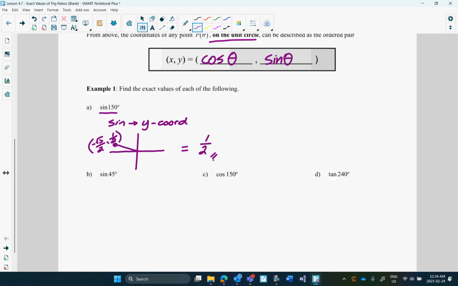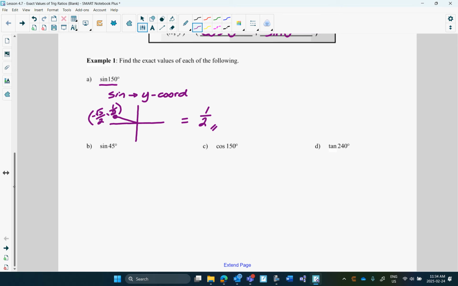So you figure out whether it's the x or the y value that you're reading, and then you get the point on the unit circle and read its x or y. So the sine of 45. Sine means I'm looking at the y coordinate of this point on the unit circle at 45 degrees. What is this one at 45 degrees? Root 2 over 2.